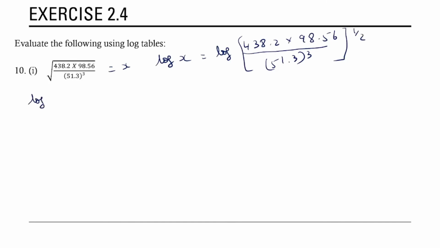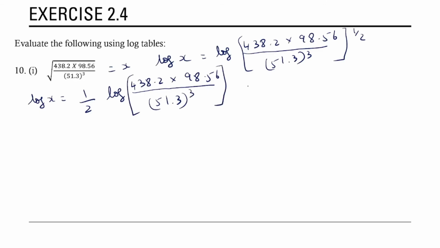So log x is equal to half, using log m raised to n is equal to n log m. So this is equal to half of log 438.2 into 98.56 upon 51.3 the whole cube.